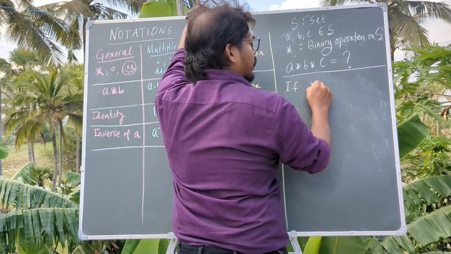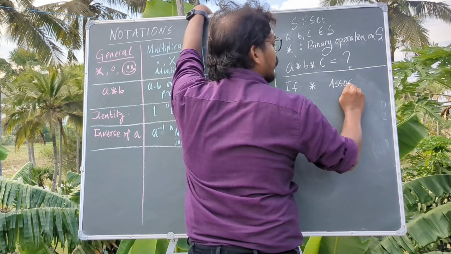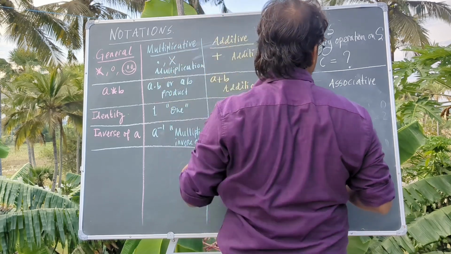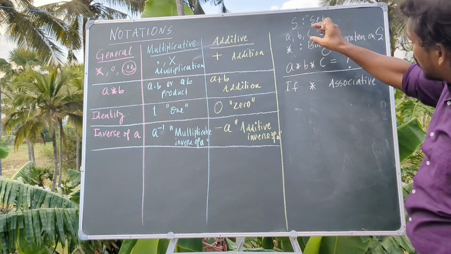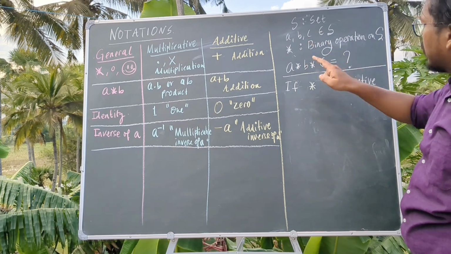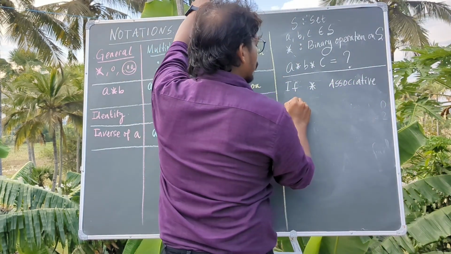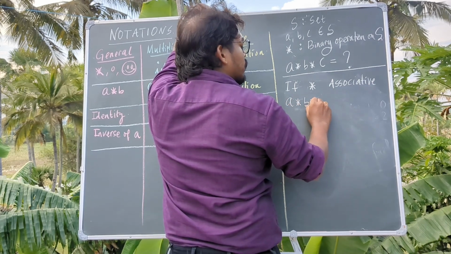If star is associative, if we have our binary operation associative. Moreover, we have a random set, a random binary operation, and that binary operation is given associative. Now suppose I have been given to find A star B star C.